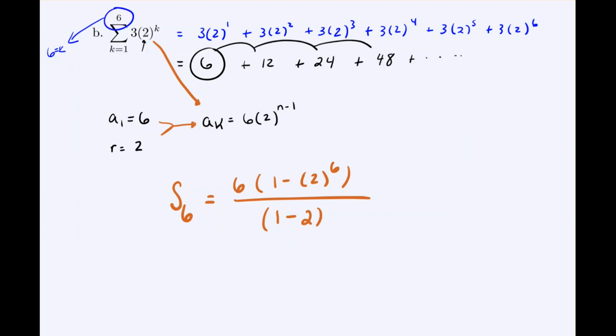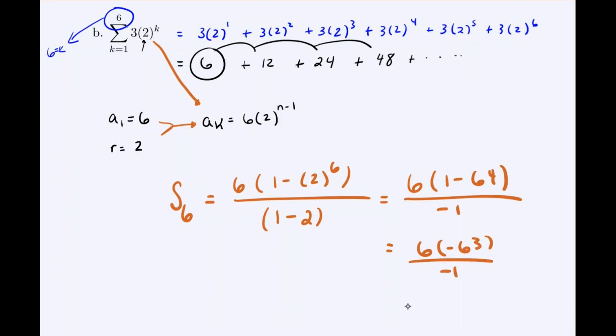So we're going to evaluate this in our calculator, and we would get the sum of the first 6 terms is 378.